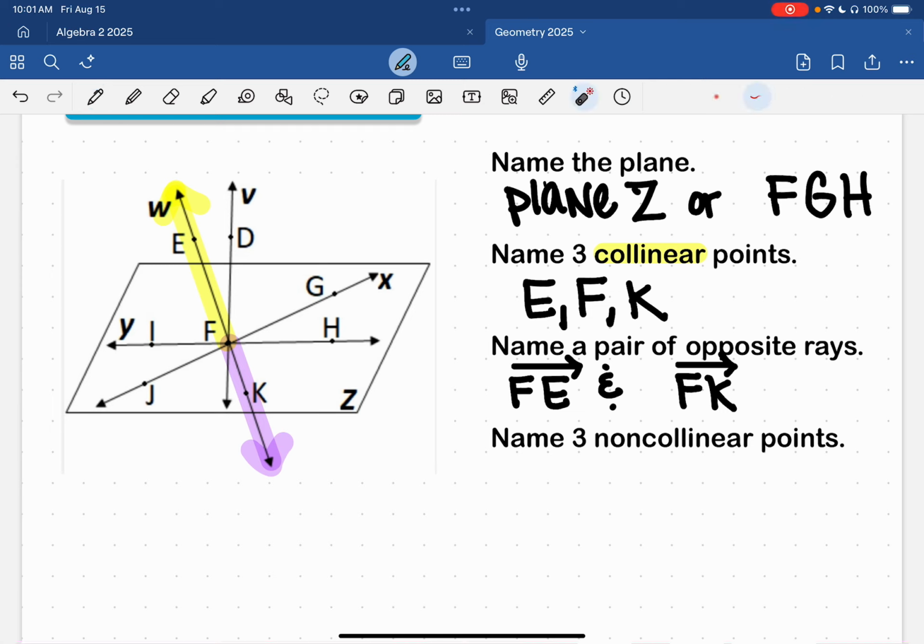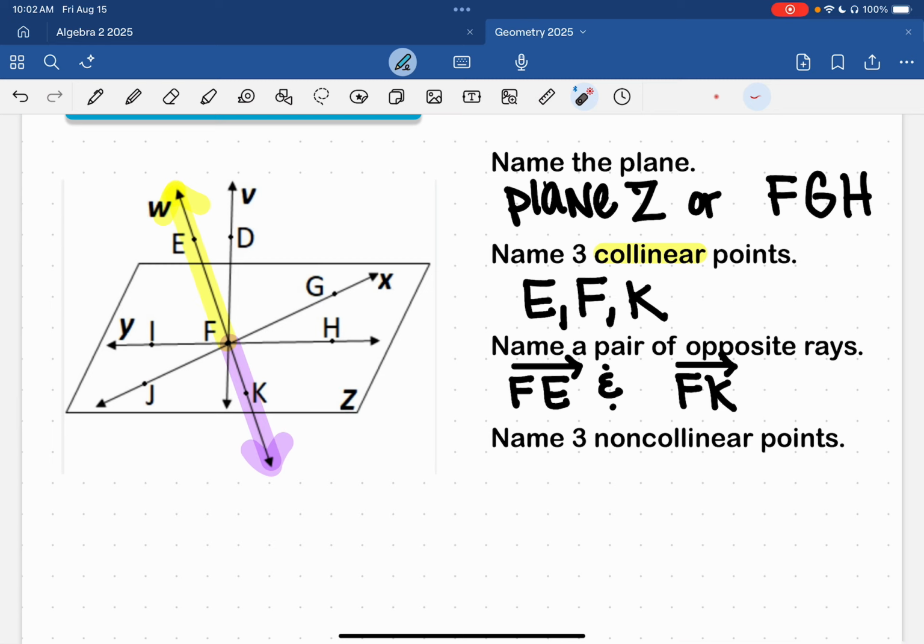Okay, that is not the only answer in this picture. I could have done FI in yellow, FH in purple, and it would look exactly like my notes. FJ in yellow, FG in purple. I can't use this one, although I have FD. I don't have another point going down, so that would be the only one that I could not use.